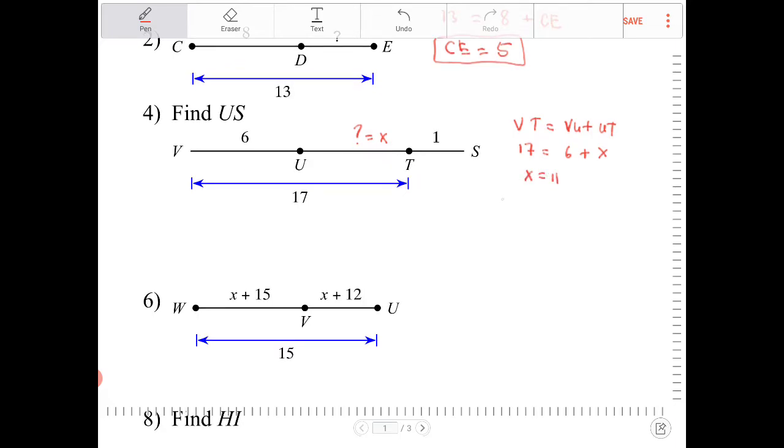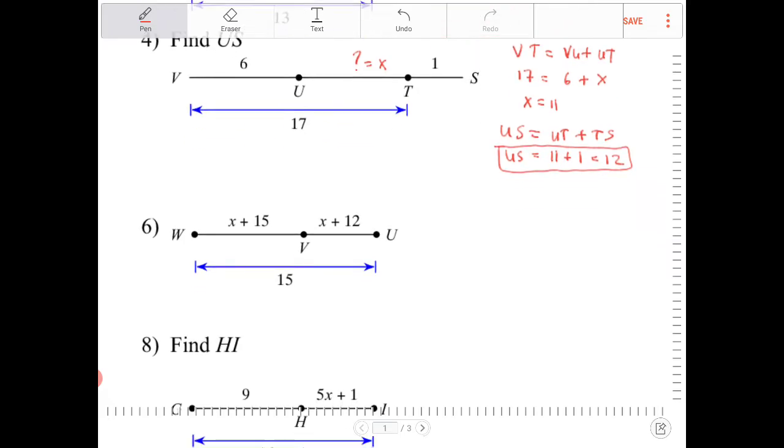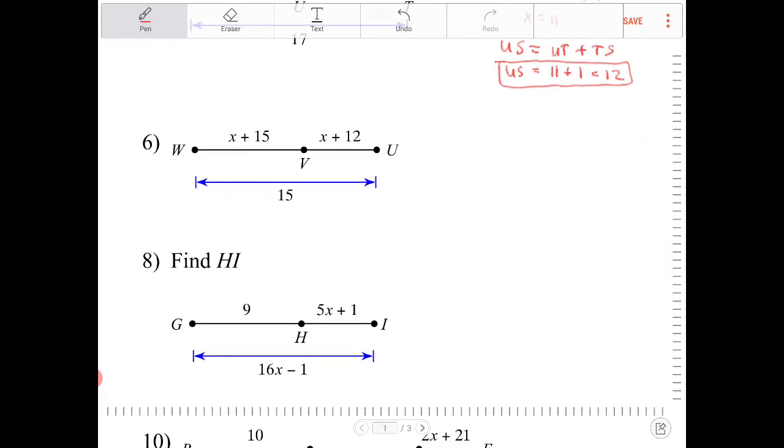Since US is equal to UT plus TS, US will therefore equal UT, which is X, and I found that's 11, plus TS, which is 1. So therefore US is equal to 12. Piece of cake, right? Okay, and I want to continue with question number 6.